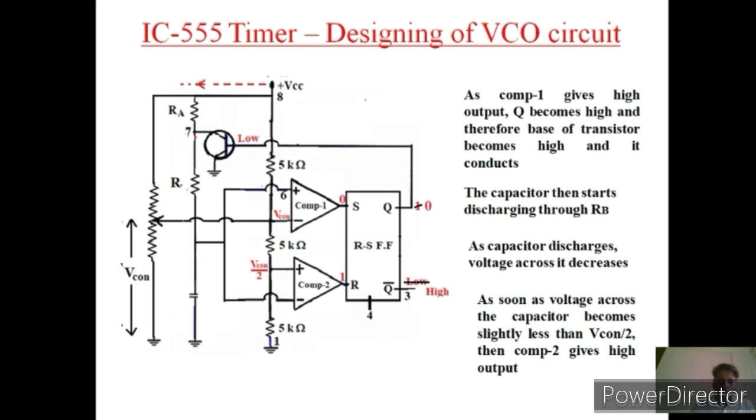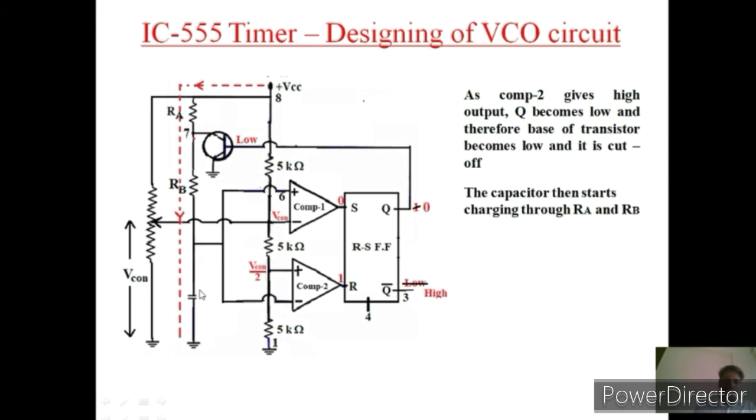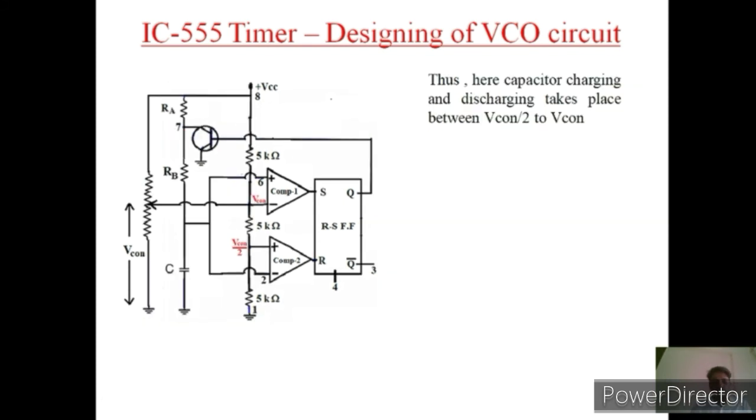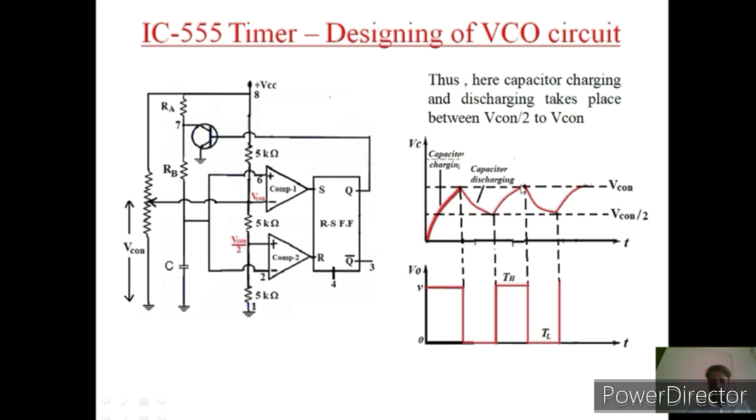So S becomes low, R becomes 1, therefore Q bar becomes high, Q becomes low. As Q becomes low, base of the transistor becomes low. Again, base emitter is not forward biased, so this transistor is as good as if it is cut off. And therefore now again the capacitor starts charging. And these cycles are repeated. So therefore here we can see that the capacitor charges up to V control and the capacitor discharges up to V control by 2. So charging of the capacitor happens up to V control and discharging happens up to V control by 2, and we get the corresponding output signal at the pin number 3 point.